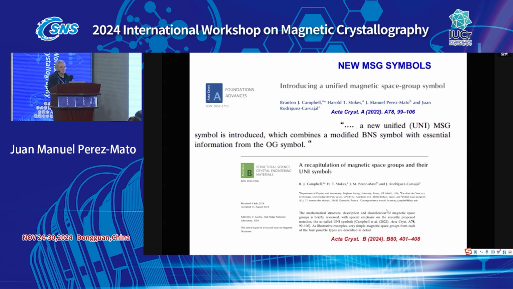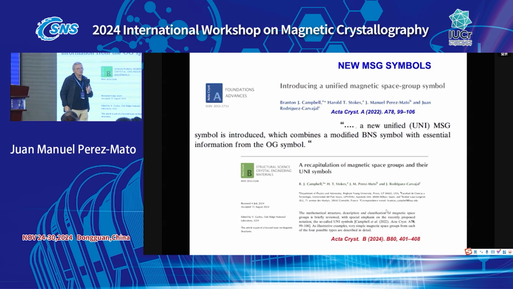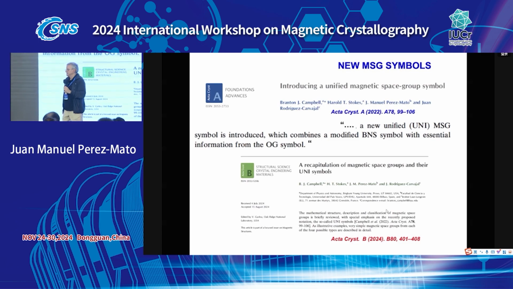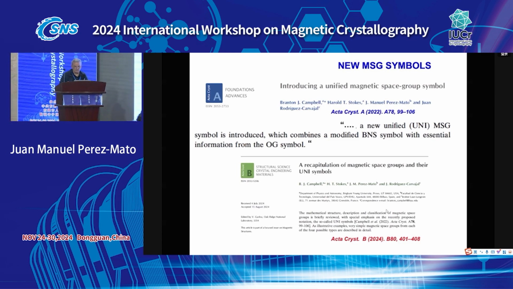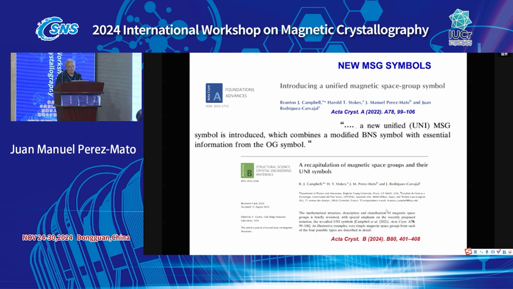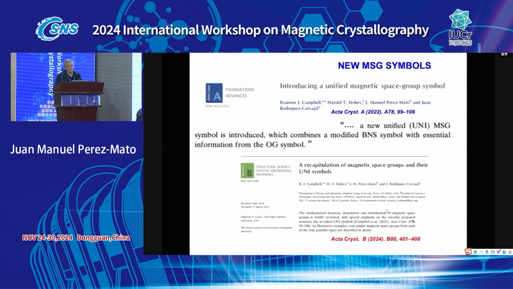Recently, we were so daring as to propose new symbols for the magnetic space groups in 2022, because we found that the traditional symbols had some problems and led to some wrong conclusions, even by experts.